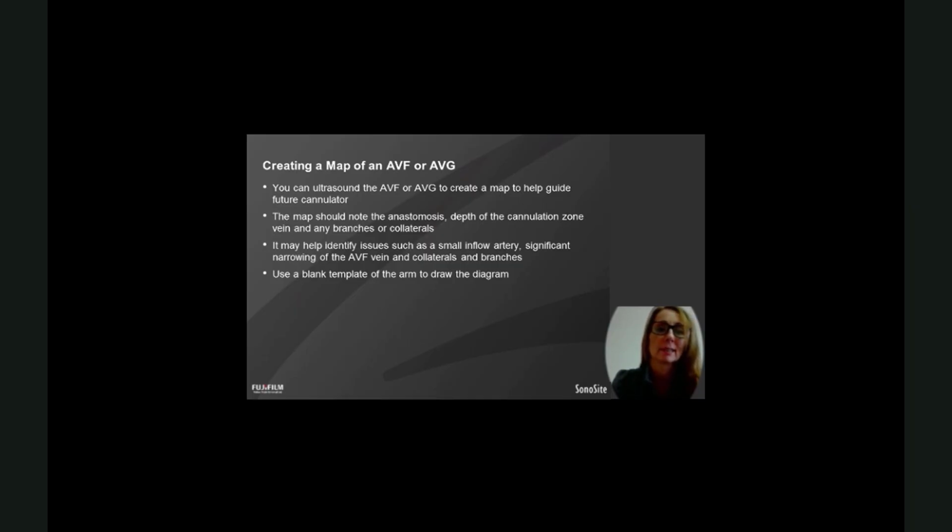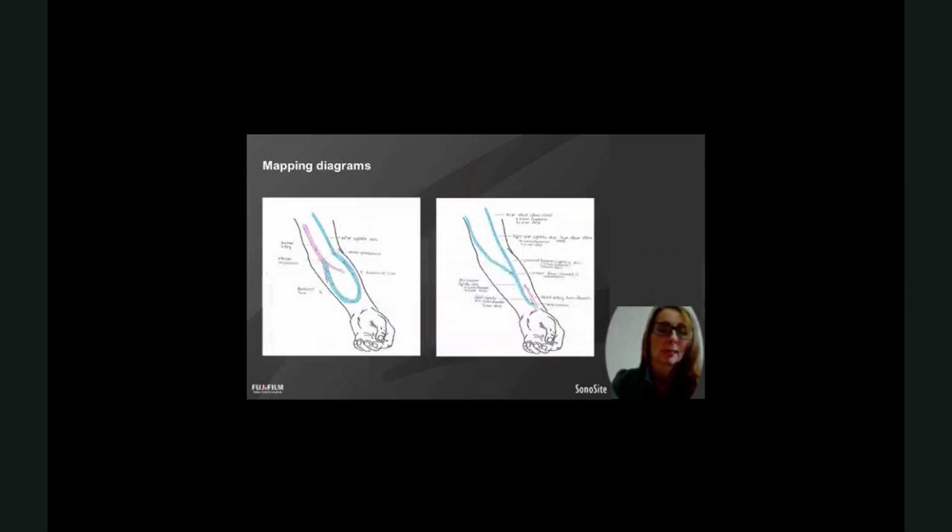I keep blank templates in my unit. The staff could just print them off, and they don't have to be artists then. They just have to draw the vessels onto the arm. So here's a couple of examples of mine. On the left is a PTFE graft that tells the staff the direction of the flow, so that helps them knowing which is the arterial and which is the venous.